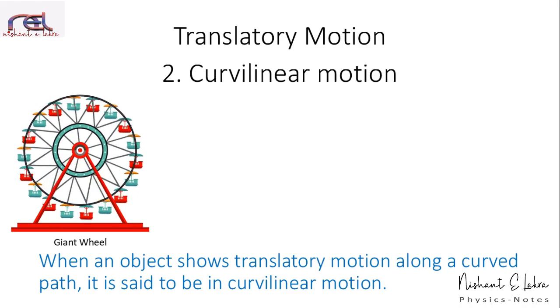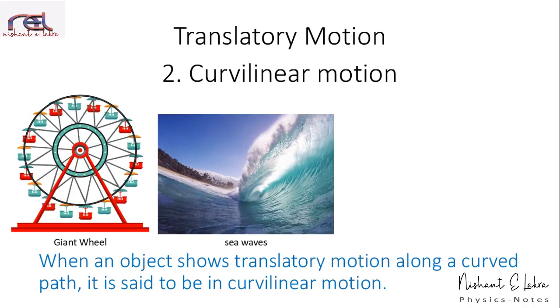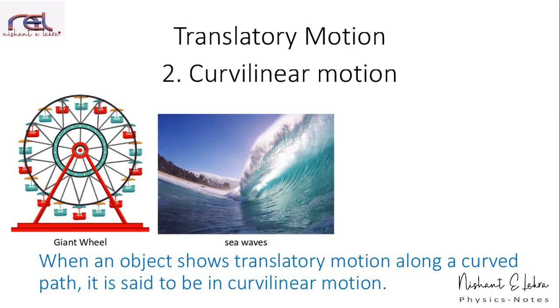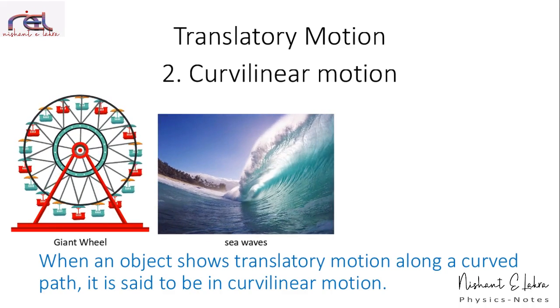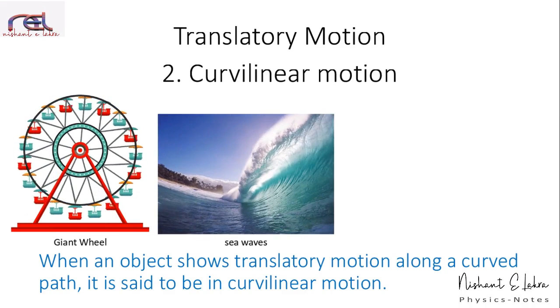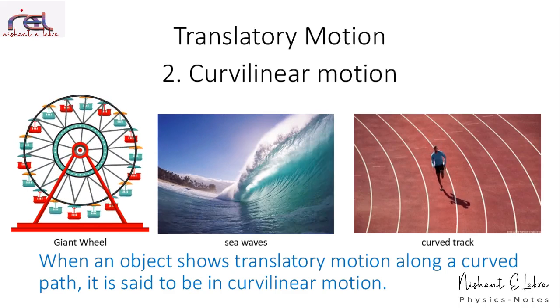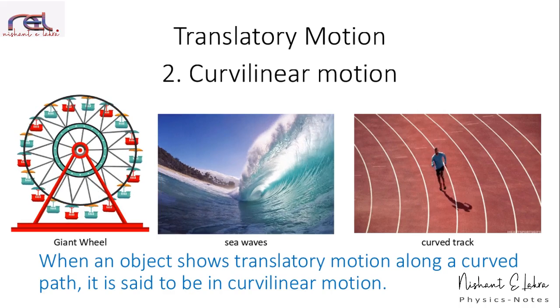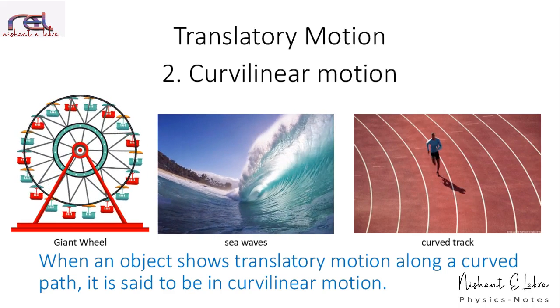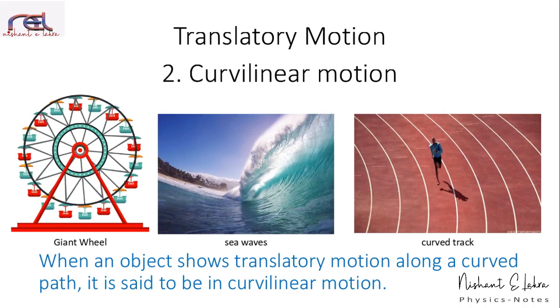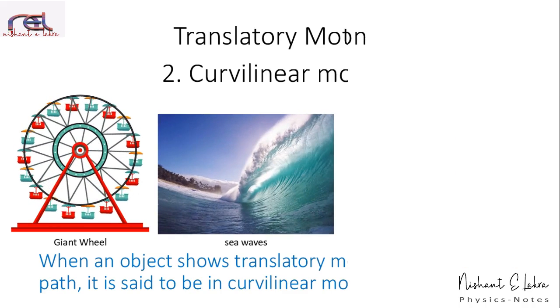Let's see the second example. Sea waves. I think some of you must have seen sea waves, or on television you must have seen. You see that the waves are moving in a curved path. And the third example is a curved track. Now when an athlete is running on a curved track, they are moving in a curvilinear motion.